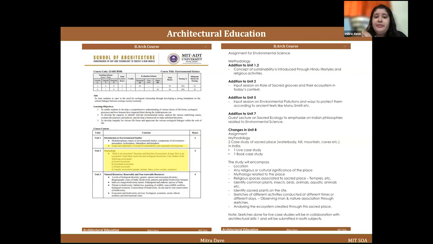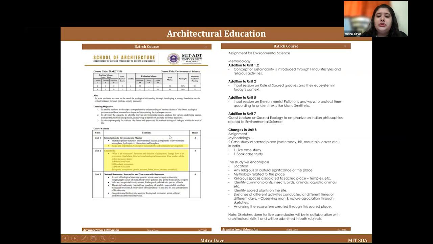And one of the assignments that we had done, which is demonstrated over here, was to introduce IKS in the bachelor's of architecture. So here what we have done is, first we went through the existing course, and where there is a lack or a gap where we can introduce IKS, we have highlighted those, and then I have gone into detail of where I want to include. The first one is the scope and importance, concepts of sustainability and sustainable development. I'm saying that sustainability is there in Hindu lifestyle and religious activities as well. So why not introduce those with the existing unit?